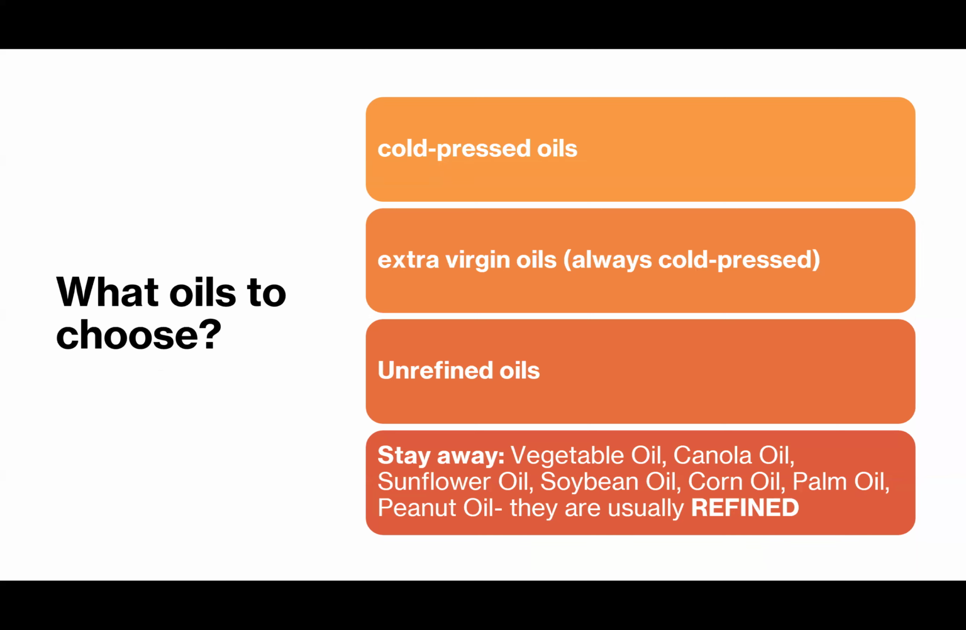So what oils should we choose? Any cold processed oil will be the first line choice, and all of us should be careful to choose only cold processed oil. In other words, it's just pressing the seeds and using that. All of them will be extra virgin oils, always cold pressed or unrefined oils. Stay away from vegetable oil, canola oil, sunflower oil, soybean, corn oil, palm oil, peanut oil. They're usually refined, and they are refined mainly because they smell.